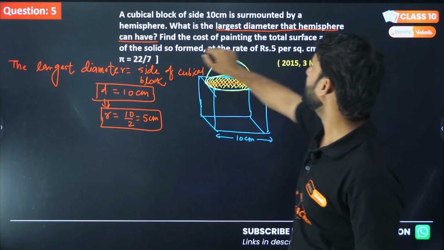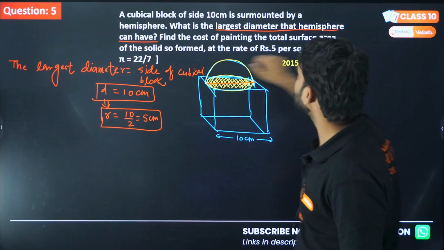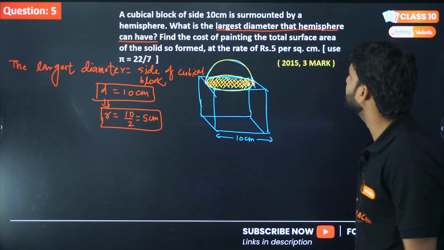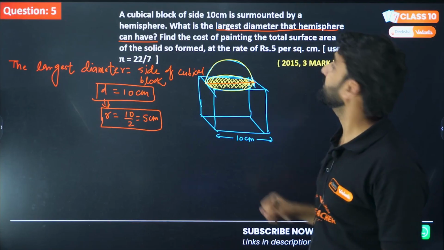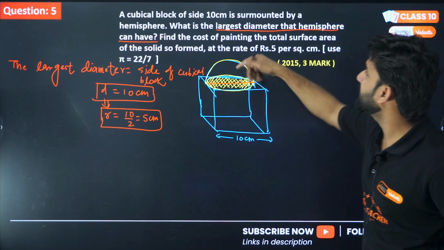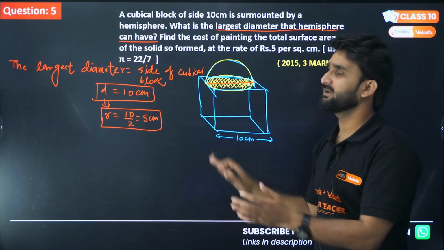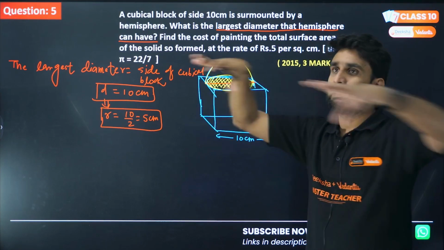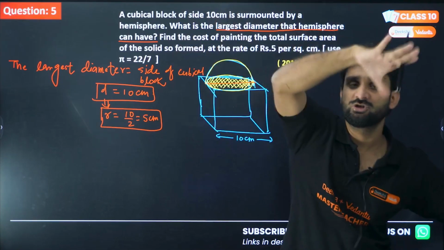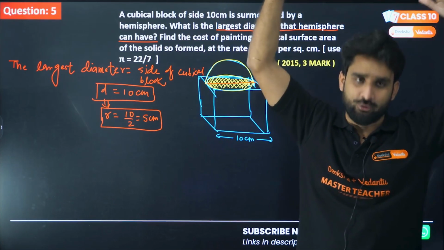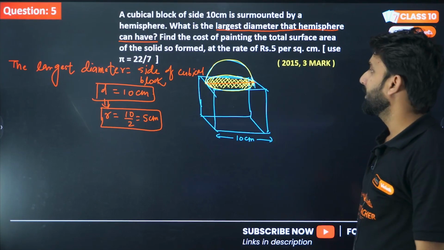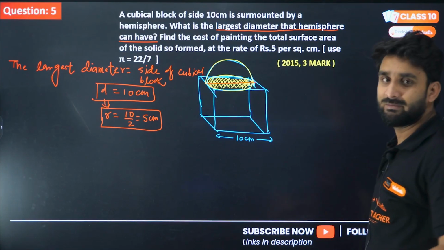Question: find the cost of the painting the total surface area of the solid so formed at the rate of rupees 5 per square centimeter. Very interesting. So look, here we have to find the costing to paint this surface. Let's say this is a building, this is a room, and we have a dome in the shape of hemisphere at the top of the room, cubicle room, and we want to paint the room. So we want to paint this solid, so what will be the total costing?